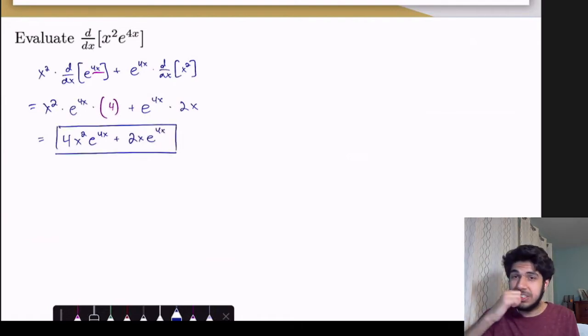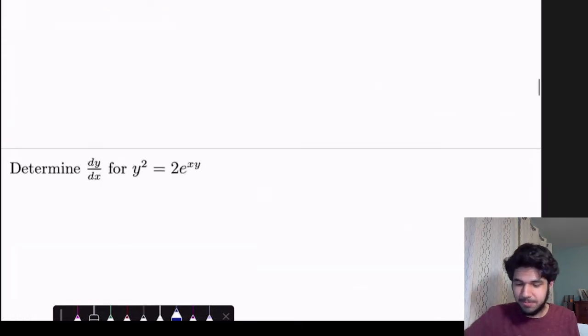So this is why I called e to the x a friendly function. It doesn't change all that much. You just keep it as is and multiply by the derivative of the exponent. Get that in your brain and you will be golden.